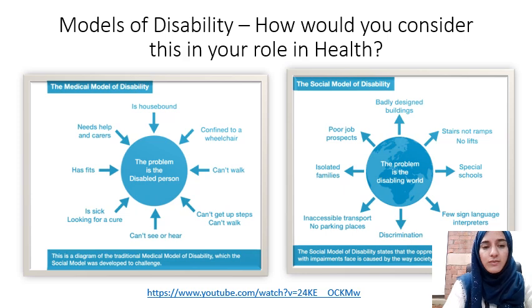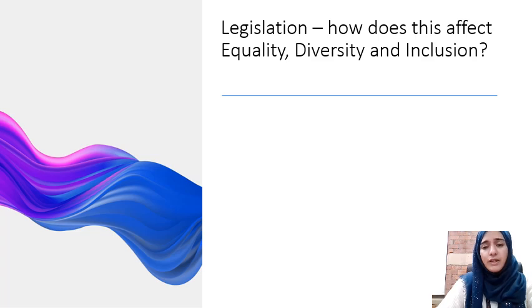So there are two models. One is called the medical model and the other one is called the social model of disability. So now there are different legislations as well, and we will see how these legislations affect equality, diversity, and inclusion.